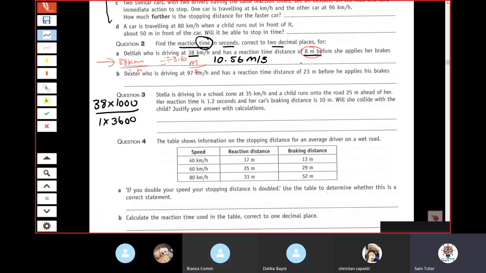So you can obviously see that every second the car is moving about 10.5 meters. And if your distance was 8 meters, how many seconds would that have been? It's obviously less than a second, so we're going to do it like this. It's going to be 8 divided by 10.56.